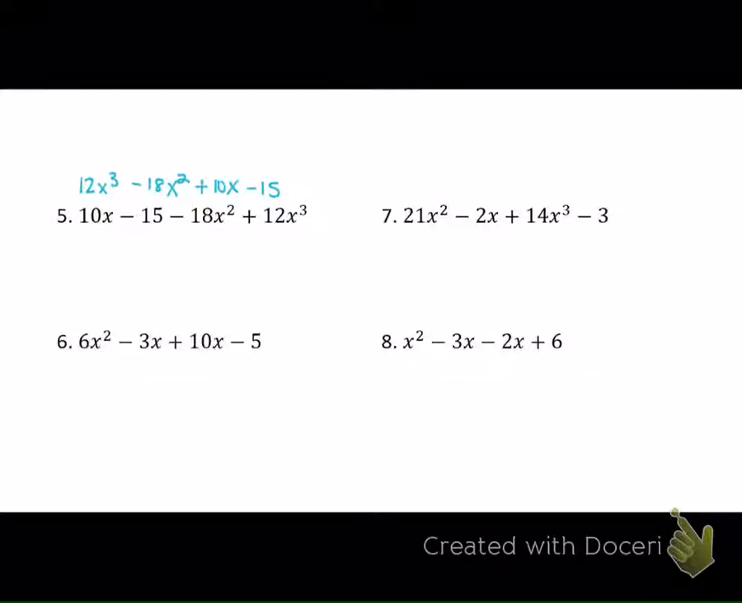Is there a GCF that we can take out of those 4 terms? No. So we factor by grouping because it has 4 terms. So we group the first 2 together, and we group the last 2 together.